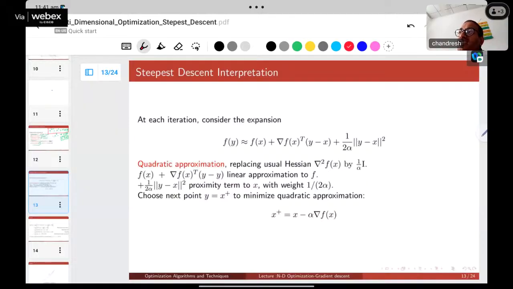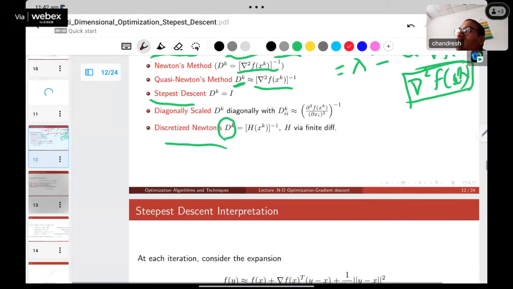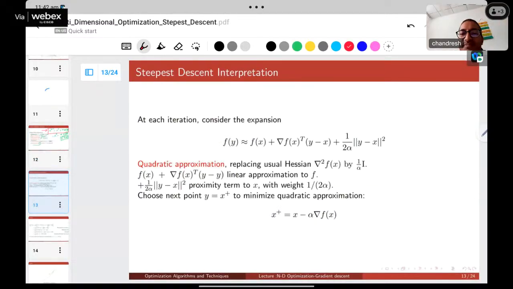Now let us derive this gradient descent update equation. Would you be interested in knowing where this equation comes from? Many places you see this equation. So that equation comes from here.